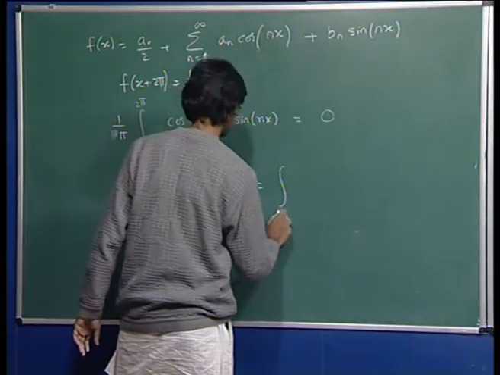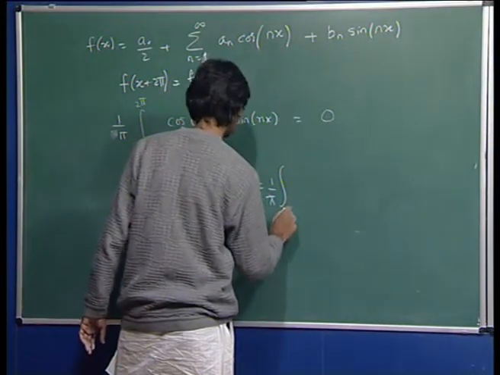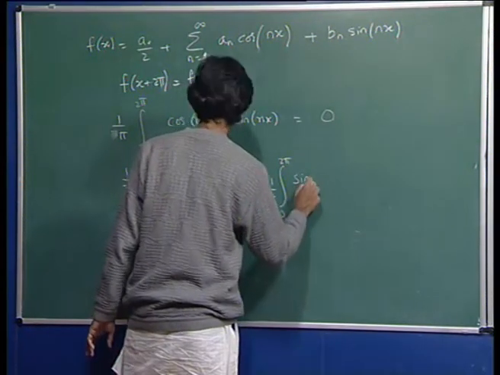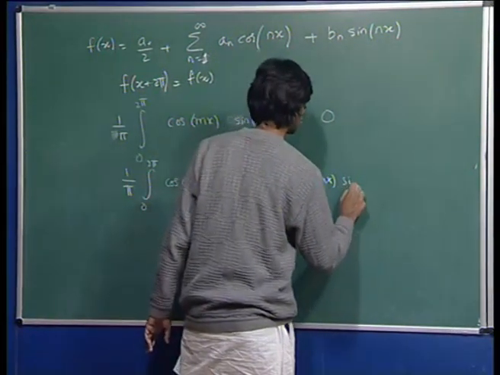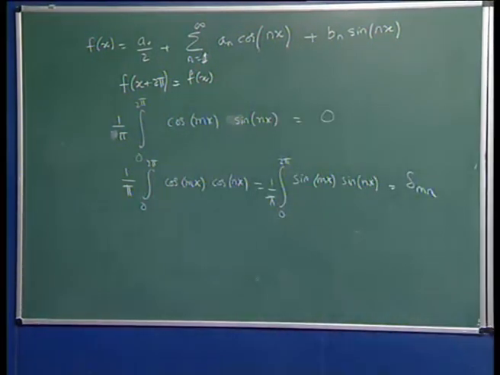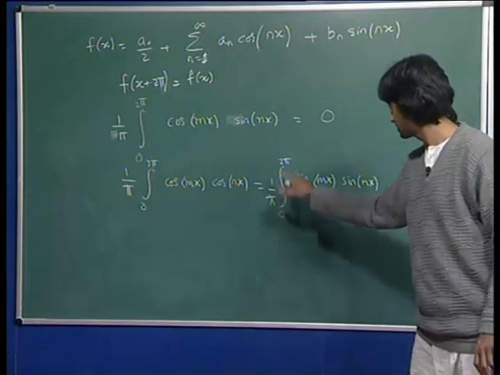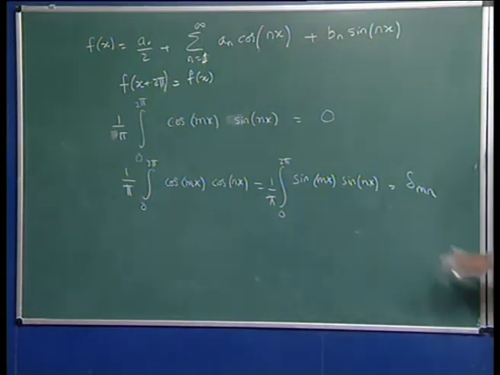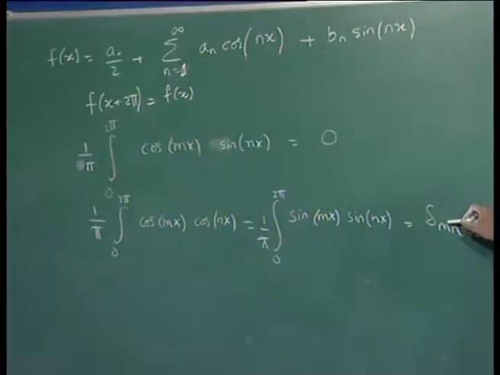This is equal to the integral of sin mx sin nx, equal to delta mn. Because of the periodicity, I can shift my interval to 0 to 2 pi without any change. This is equal to 0 if m is not equal to n, and 1 if m is equal to n. And this also implies something else.